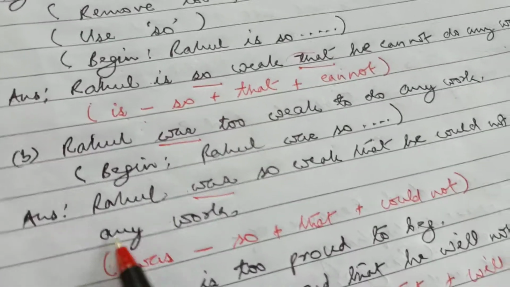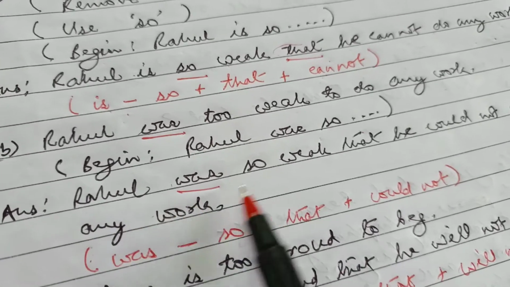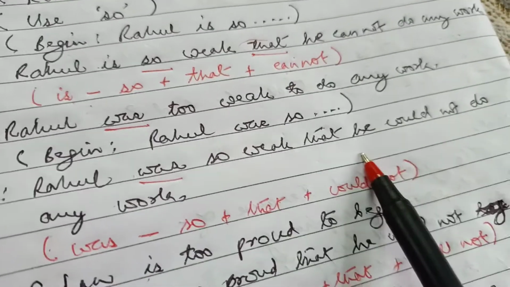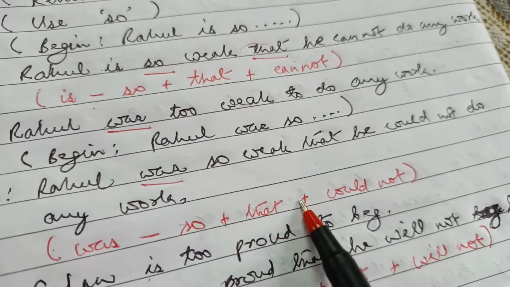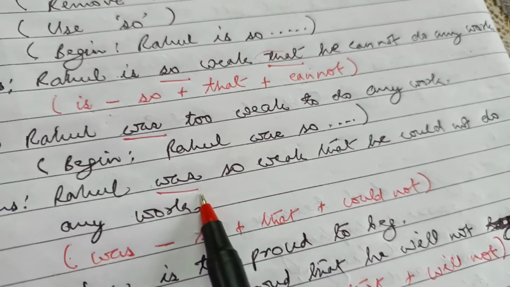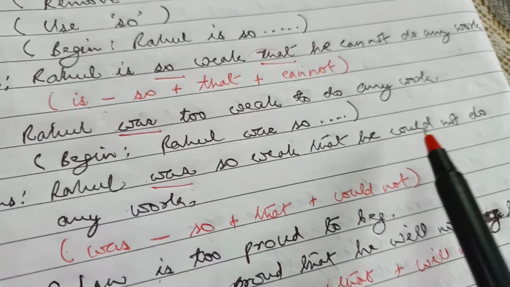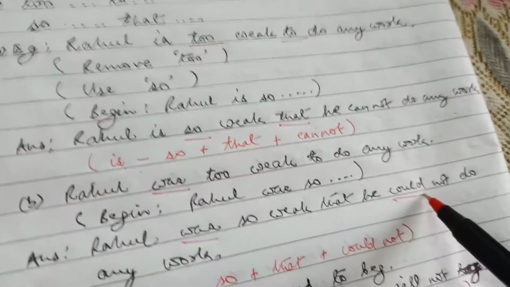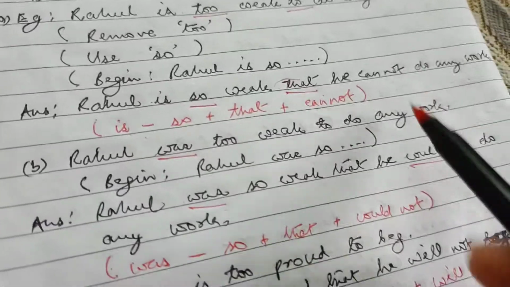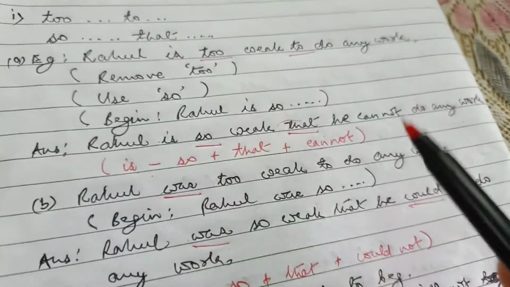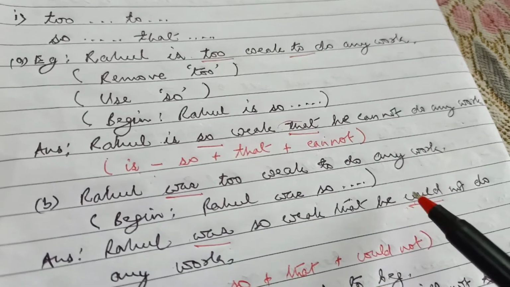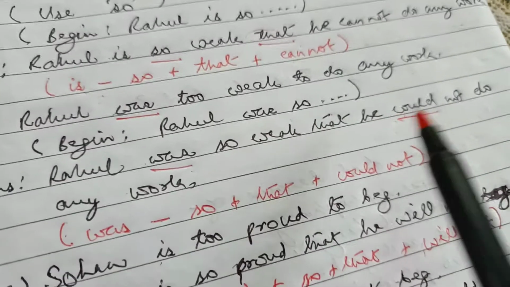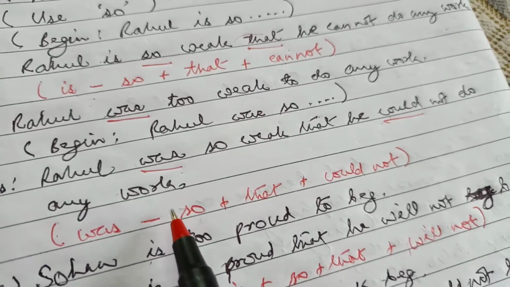Three of the questions are the possible questions. You have the answer. Now see how the answer is. Rahul was so weak that he could not do any work. Since was is past tense, we have used the modal auxiliary could not, because could is the past tense of can, as we have understood here. So Rahul was so weak that he could not do any work.